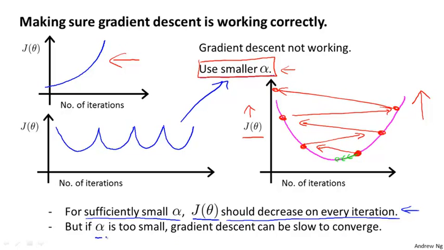But of course, you also don't want your learning rate to be too small, because then gradient descent can be slow to converge. If alpha were too small, you might end up starting out here, say, and taking just minuscule baby steps, and taking a lot of iterations before you finally get to the minimum. And so if alpha is too small, gradient descent can make very slow progress and be slow to converge.